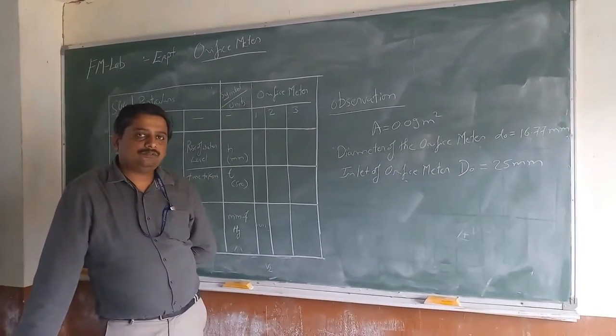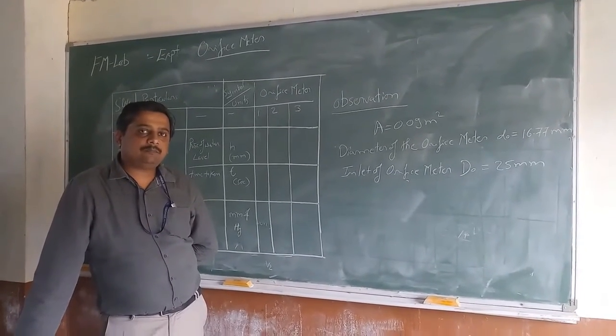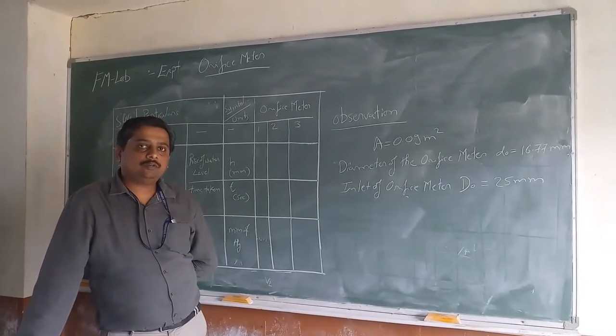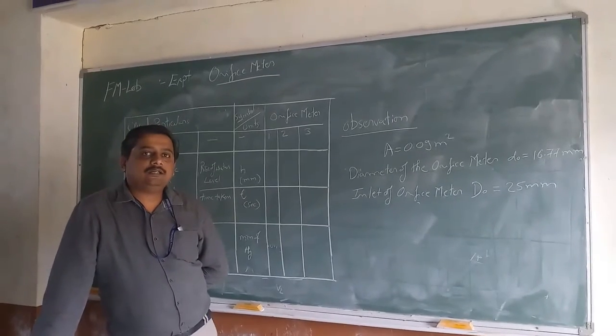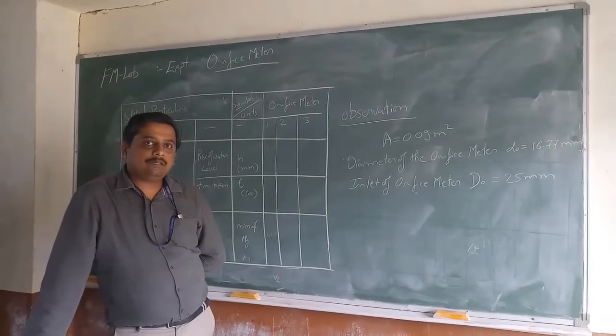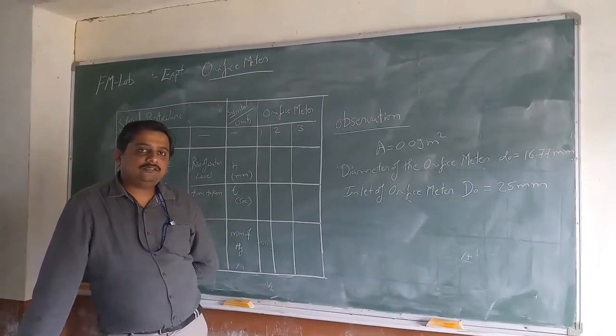Today we are going to see the experiment on the orifice meter, and this experiment is a part of the fluid mechanics lab for the 4th semester as per the VTU curriculum itself. So the orifice meter is a flow measuring device which is used in a pipe, and we need to find out the CD over here.